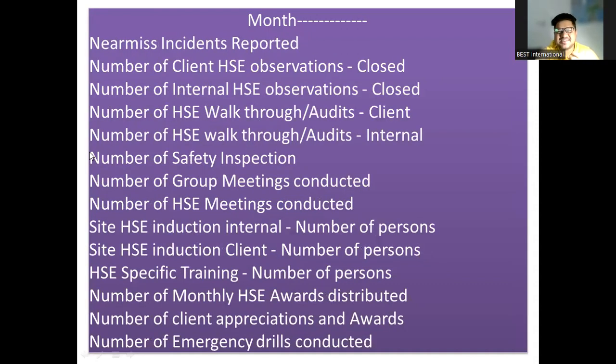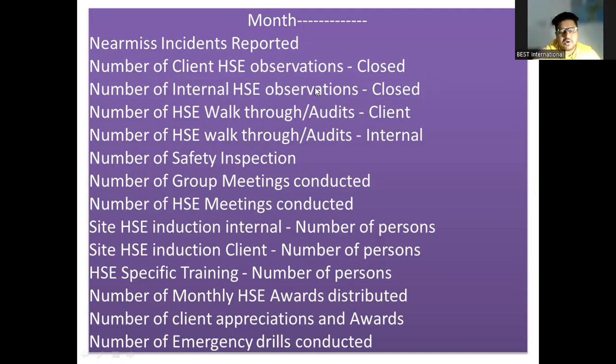The story is still not finished. You have to calculate and know the number of near miss incidents, if any, God forbid, which are reported for the month of June. We are also talking about the number of client HSE observations which have been closed. Even better, evaluate further: these are the observations which are closed, these are still in process, or these observations are unjustified, wrongly or falsely reported, God forbid.